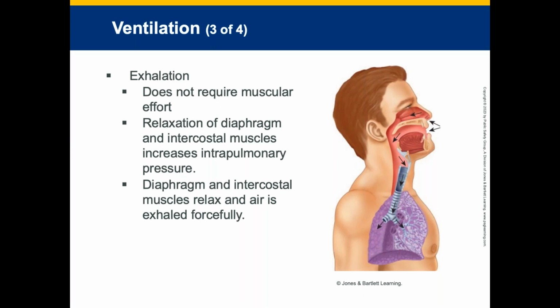All right? The Hering-Breuer reflex is a feedback loop that prevents overexpansion of the lungs by terminating inspiration. Relaxation of the diaphragm and intercostal muscles then increases intrapulmonary pressure. So when the size of the thoracic cage decreases, air in the lungs is compressed into a smaller space, increasing air pressure. So maximum expiration occurs when the diaphragm and the intercostal muscles relax and the air is exhaled forcefully, as opposed to the normal passive process.